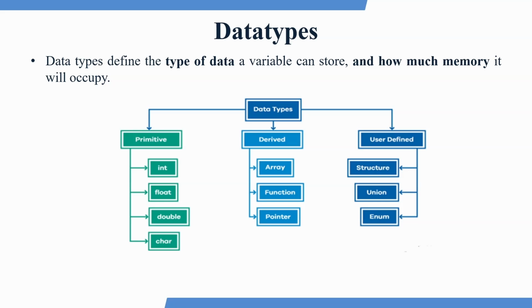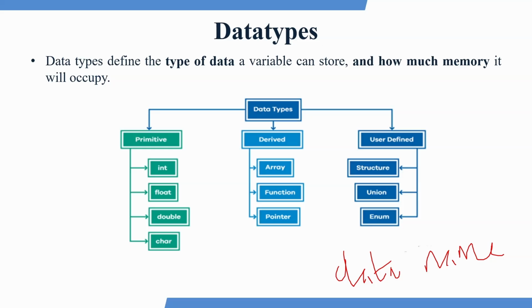One is data type. Another one is a name for the memory location, which we will call the variable name. So first thing is the data type.